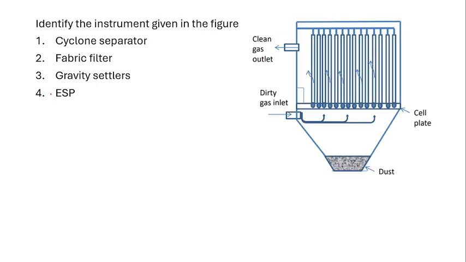Next question is identify the instrument given in the figure. So this is the instrument. In this instrument, the dirty gas is going inside through the inlet and then it is going inside each and every chamber here. So the vertical alignment here is called what? These are the bags, filter bags.